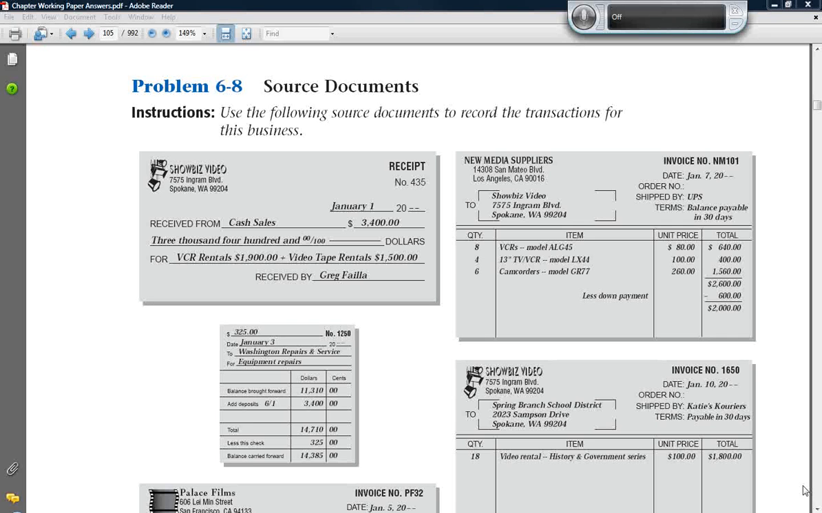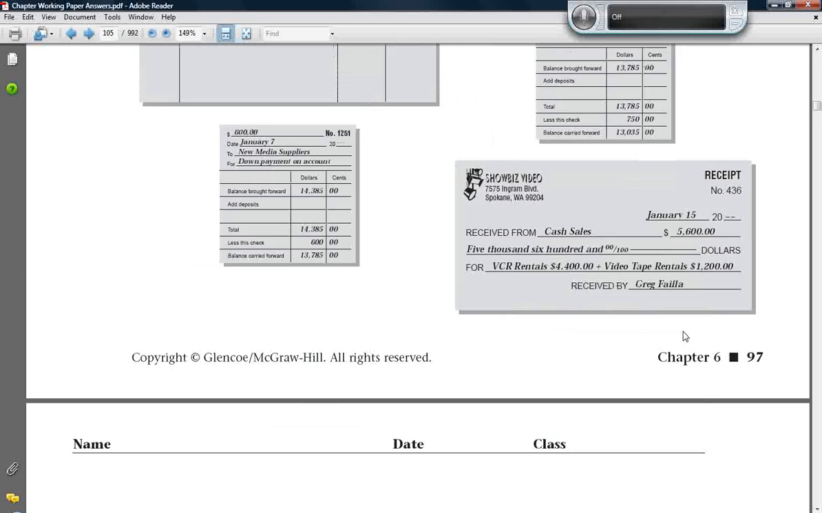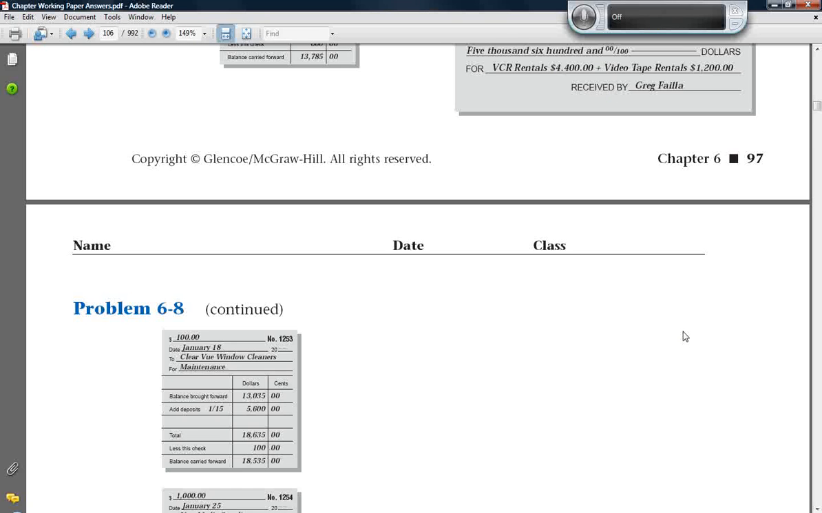We are Greg Fallier and we operate Showbiz Video. Again, we have the general ledger accounts. Those are the accounts that we can only use for our debit and credit transactions, so they're listed in our book. We have the source documents in our working papers, and we're using those source documents to journalize the transactions.